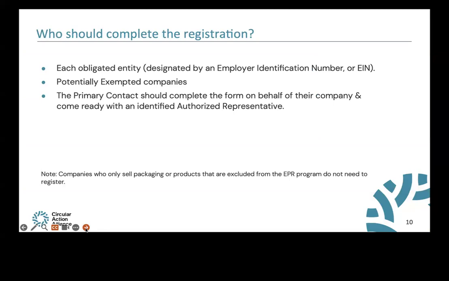So who should complete this? Each obligated NC, as designated by an employer identification number or EIN, should register. We encourage each obligated NC to register with CAA as their own registration. That means if your company has multiple EINs that fall under the rules of obligation, you should register separately for each of these EINs.